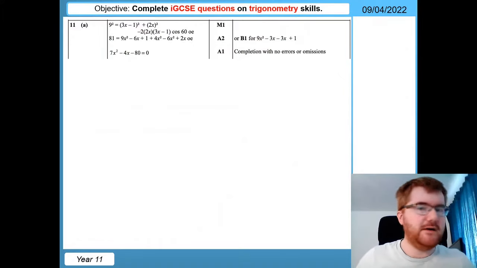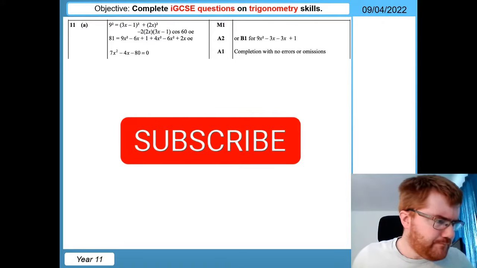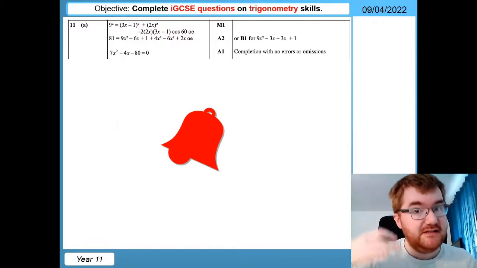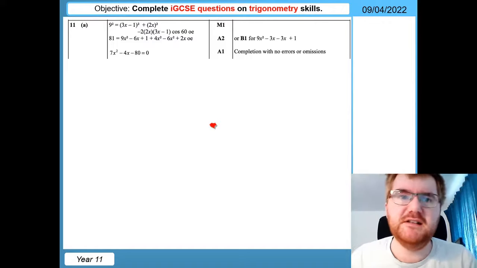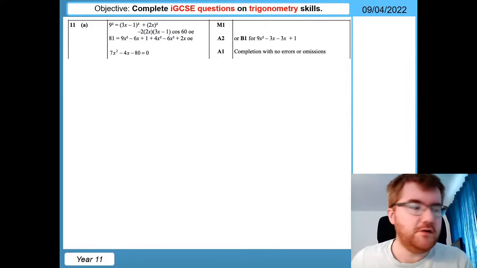So you can have a look through the mark scheme. The mark scheme is not very useful here because it doesn't show you all these intermediary steps that I did in the middle. So this is why these kind of videos are very, very useful. You can see exactly the process I've gone through to work out the answer.